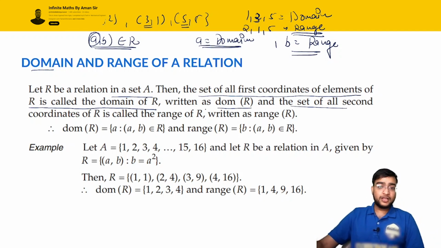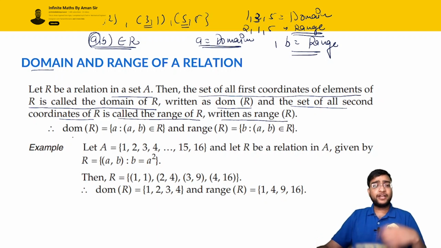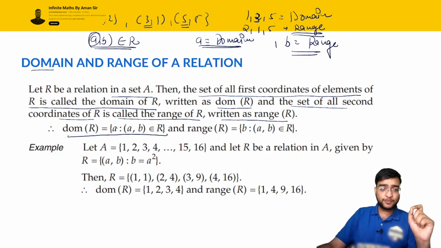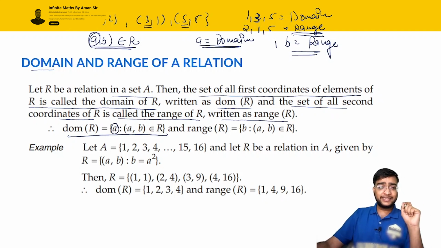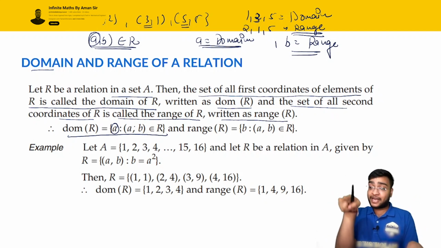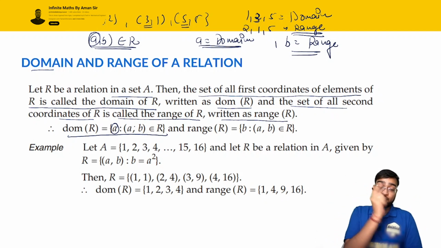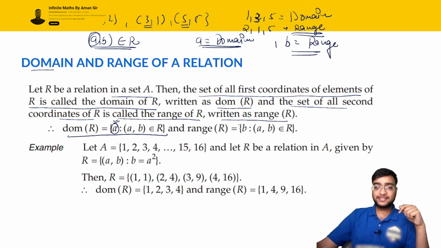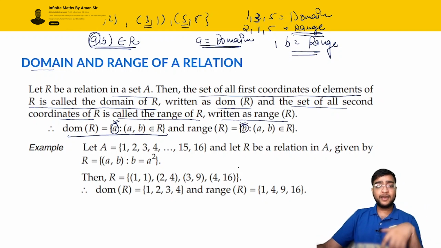The set of all second coordinates of R is called the range of R. In set builder form, domain is a set of elements a belonging to A, where a comes from the pair in my relation. So the first element is my a. Domain elements are represented with a, and similarly the range elements are represented with b.